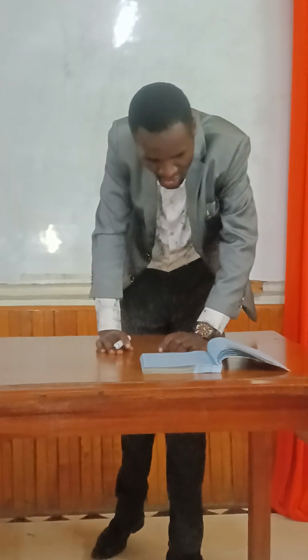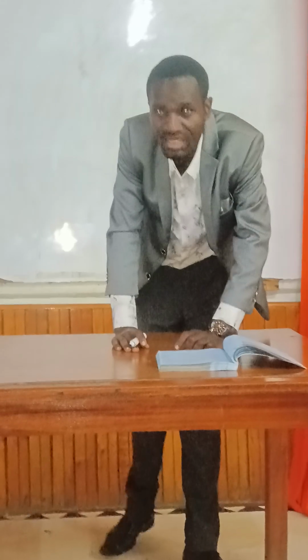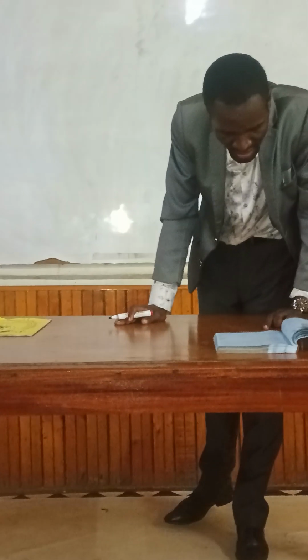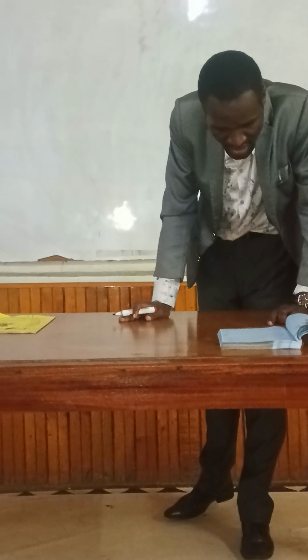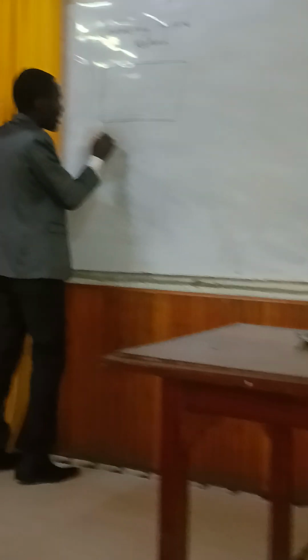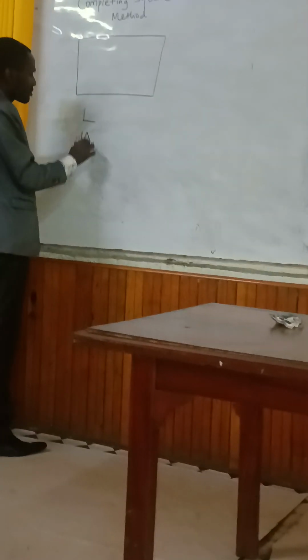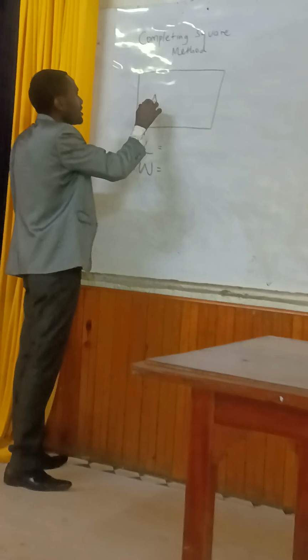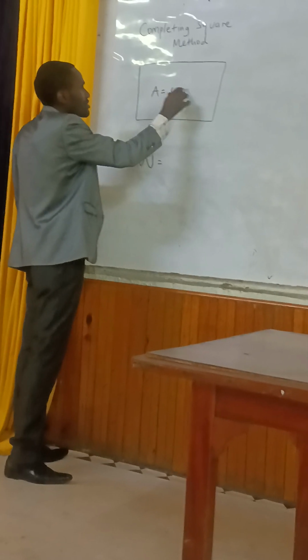We've been told that the length of a flower garden is 2 meters less than twice its width. What does that mean? We have two measurements to talk about here. Number one, we are going to have the length and the width. And we've been told the area of this flower garden is 60 meters squared.